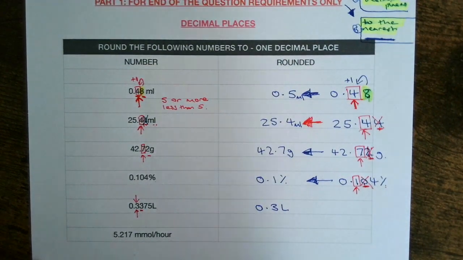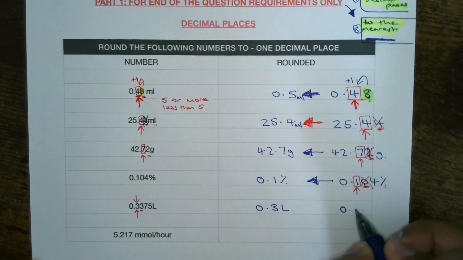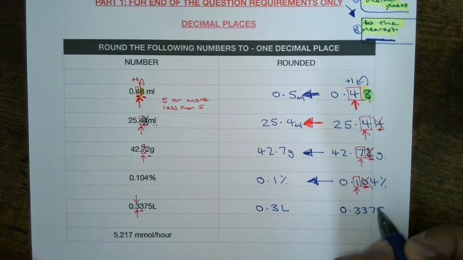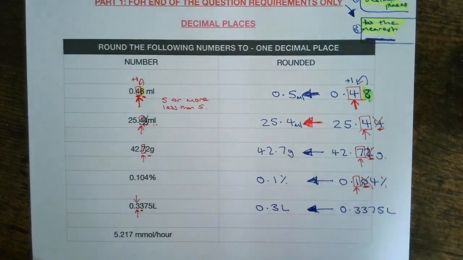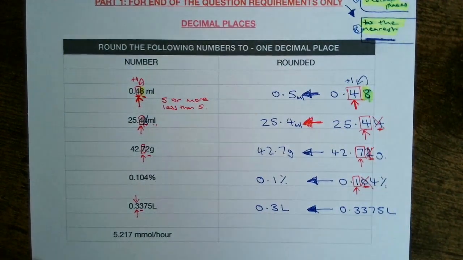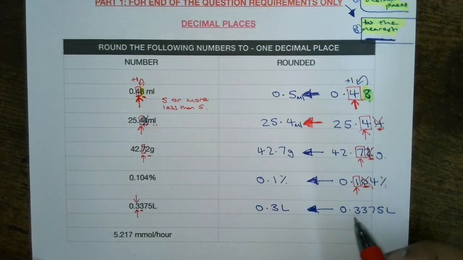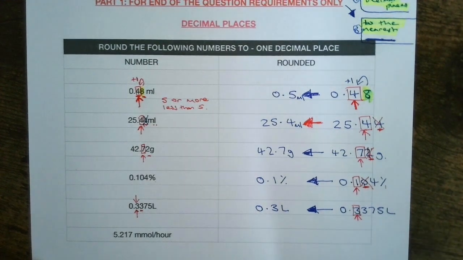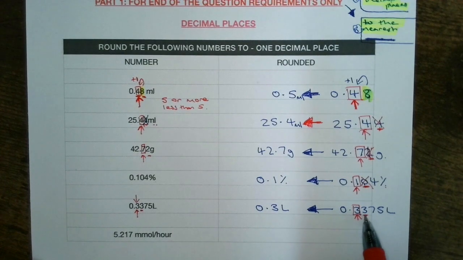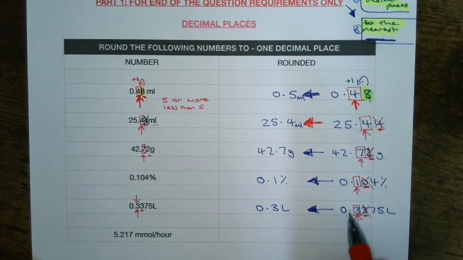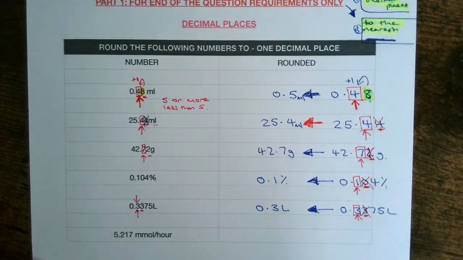Again, let me just write that out a little bit clearer for you. There you go. And let's have a look. Again, we want to round this to 1 decimal place. So what did we do? We found the 1 decimal place position. We drew a box around it. We looked at the number to the right. We said, is it greater than 5 or smaller than 5? It's smaller than 5, so we're going to cross it out. That's our answer, 0.3 litres.